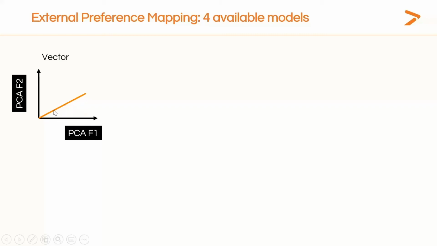And this line corresponds to one consumer. It means that preference increases linearly in the sensory space. So in the sensory space, the preference of this consumer increases in this direction. So imagine there's an attribute which goes in this direction, for instance, the crispy attribute. This means that this consumer likes crisps.